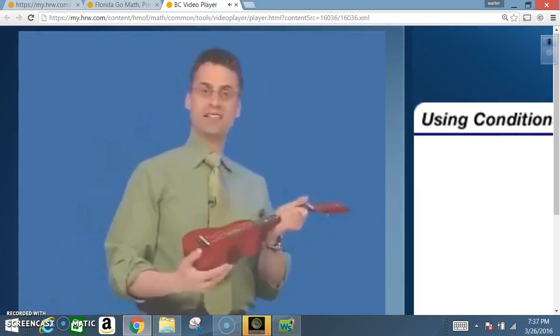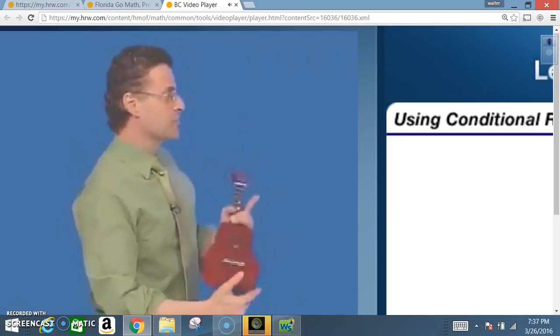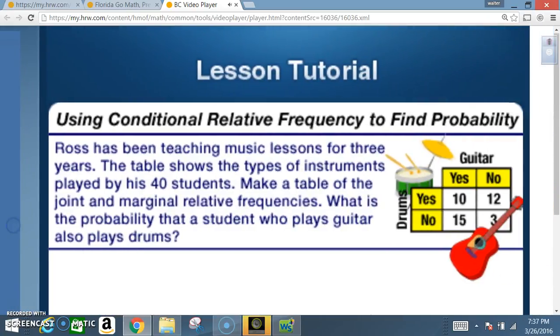Oh, hi. This is me practicing my guitar, which reminds me of a really interesting math question. So Ross has been teaching music lessons for 3 years. I might actually want to contact Ross and see if I can get some help with my guitar playing.